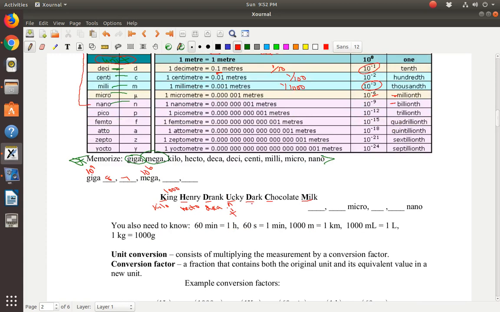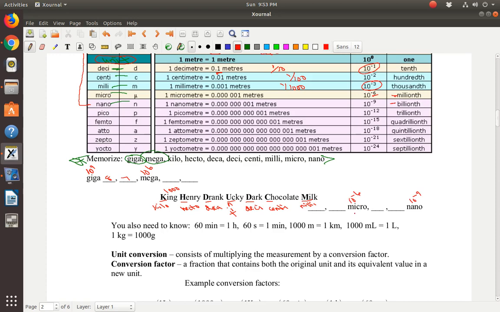And then this second D is for deci. The second C, well, it's the first C, is for centi. And that M is for milli. Okay? So kilo, hecto, deca, unit, deci, centi, milli. Giga, space, space, mega, space, space, King Henry drank Ucky dark chocolate milk. Space, space, micro, 10 to the minus 6. Space, nano, 10 to the minus 9.